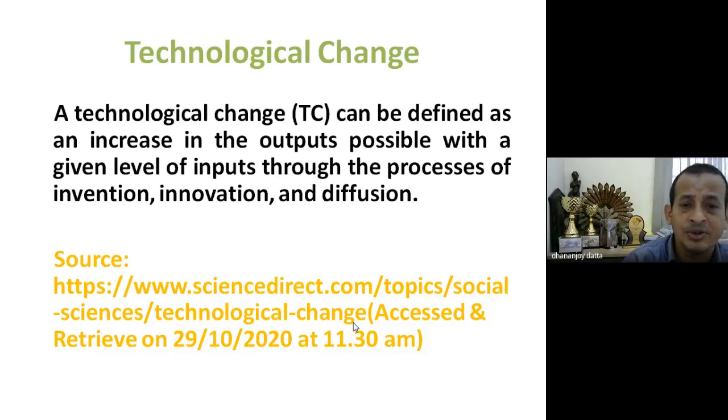Invention means discovery, innovation means bringing new things. It can be product innovation or process innovation. Product innovation means new products, and process innovation means innovating the process, bringing something new in the process. Then diffusion means transmission of the technology or innovation to the customer, to the end user, or spreading of technology to the end user.